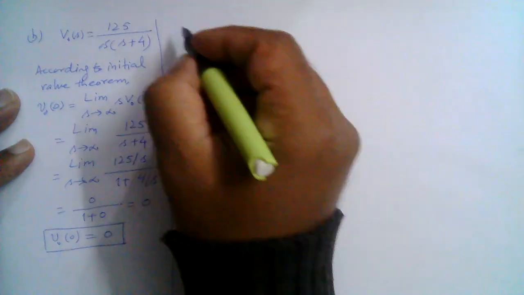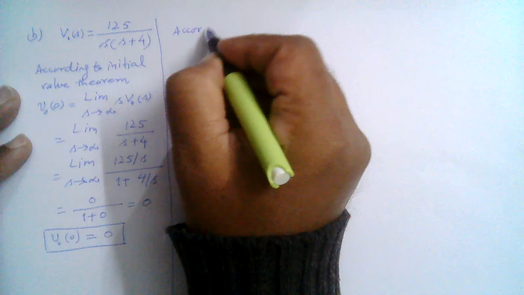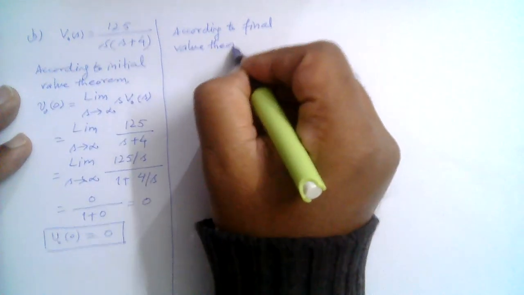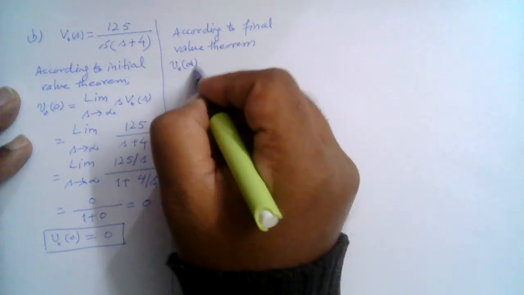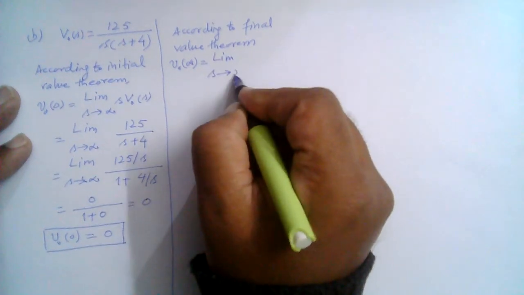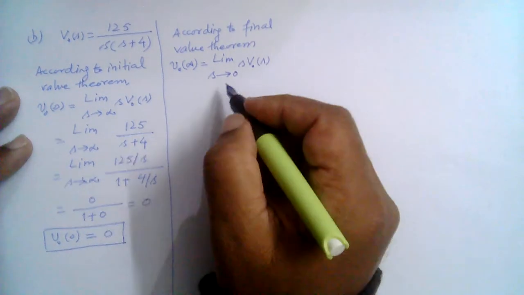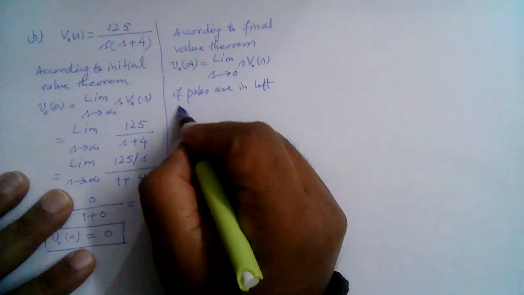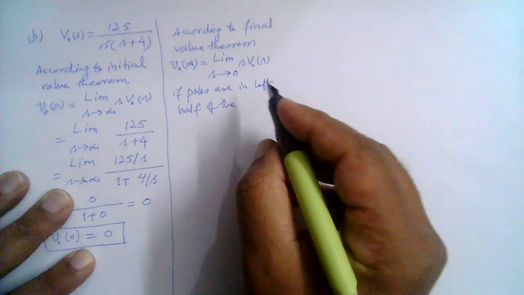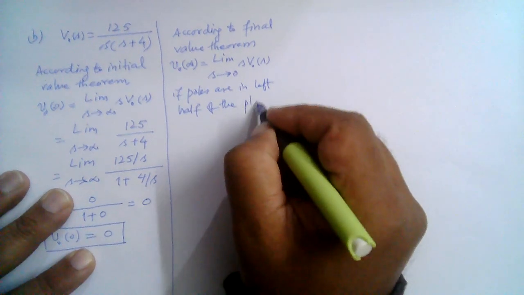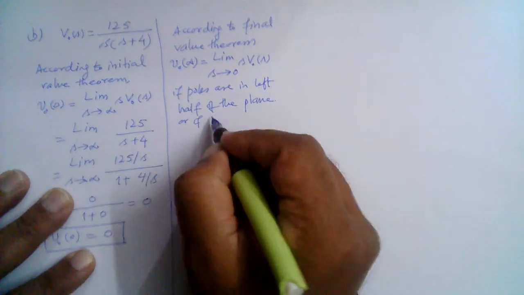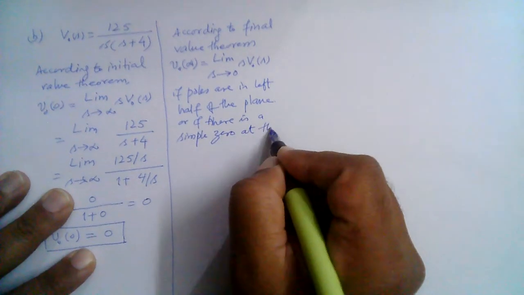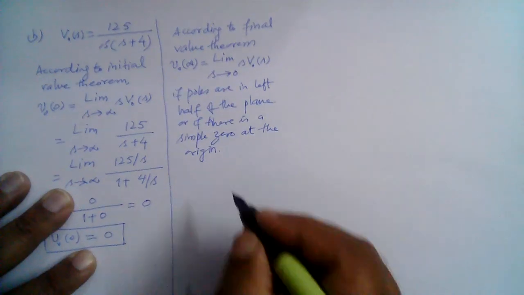According to the final value theorem, V naught at time t to infinity is the limit when S tends to 0 of S V naught of S, if all poles are in the left half of the plane, or if there is a simple pole at the origin.